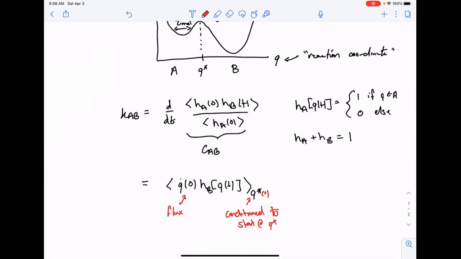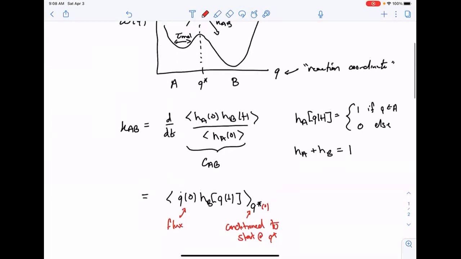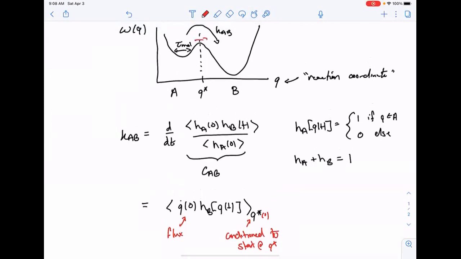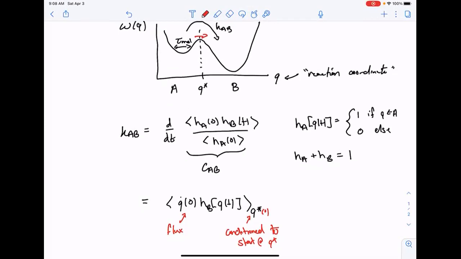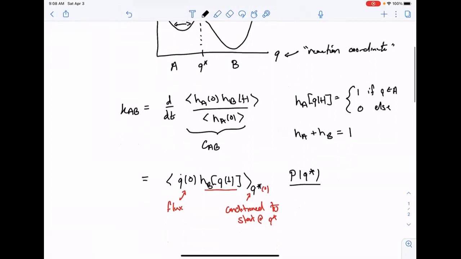So I can rewrite the rate as the flux at time 0, given I start at the top of the barrier. So the flux at the top of the barrier, provided a couple factors, provided I end up in state B at a time t. And this is made possible by the fact that I can bring that system to the top of the barrier just by knowing the relative probabilities of starting in A and getting up to Q star.